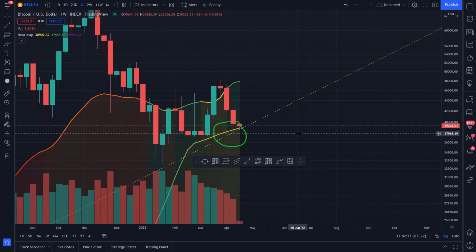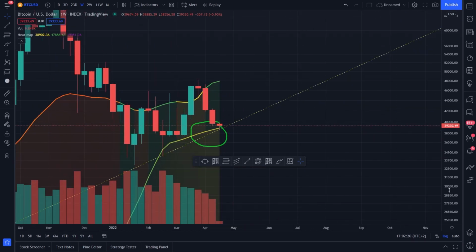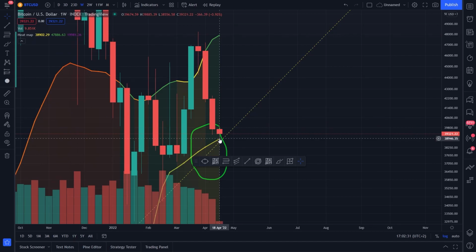Currently, we retested the capitulation line, as you can see. We have a beautiful wick. The line is around $28,900. So far, we pierced the line, but we didn't go below it. So if we want to stay bullish, we need to keep it this way.